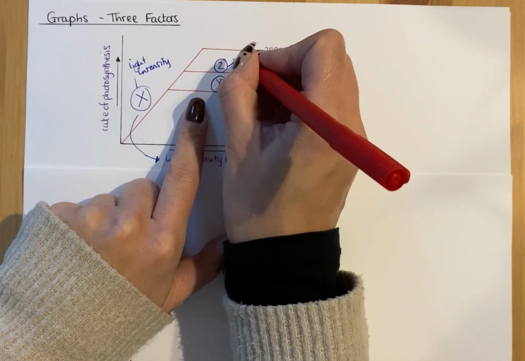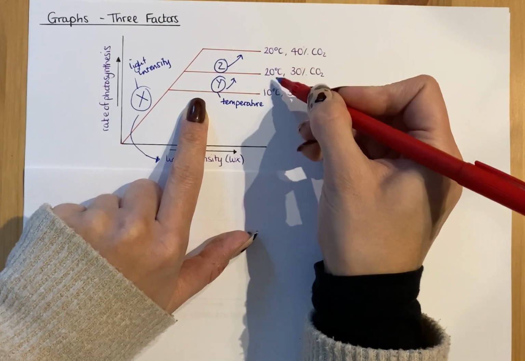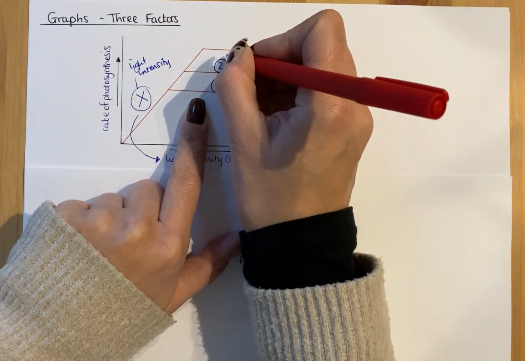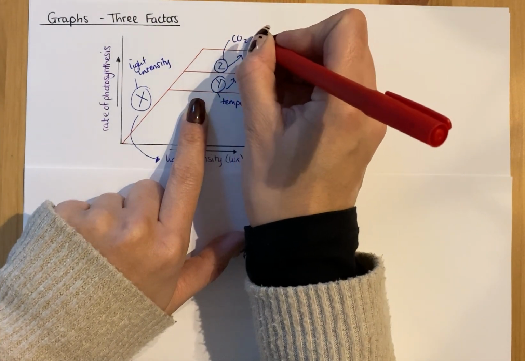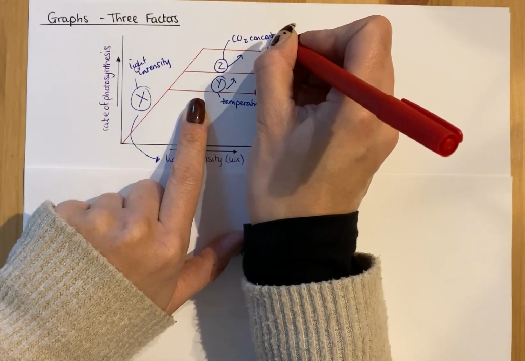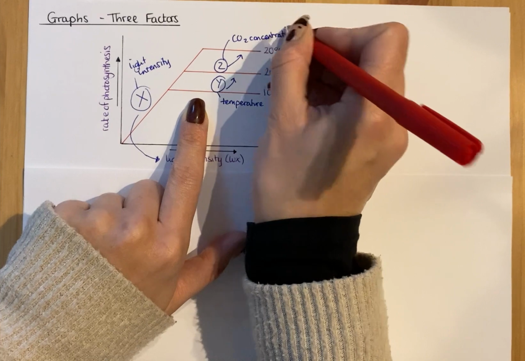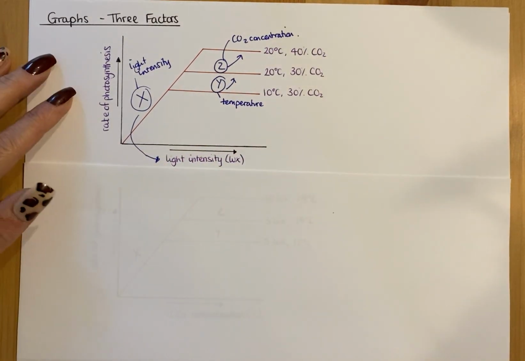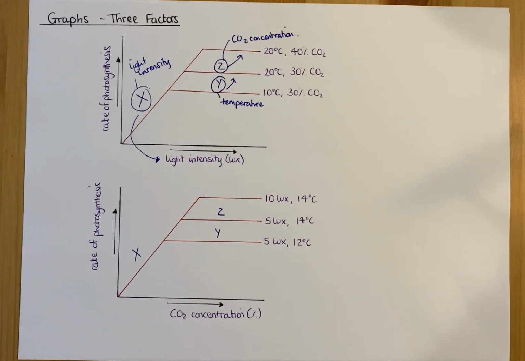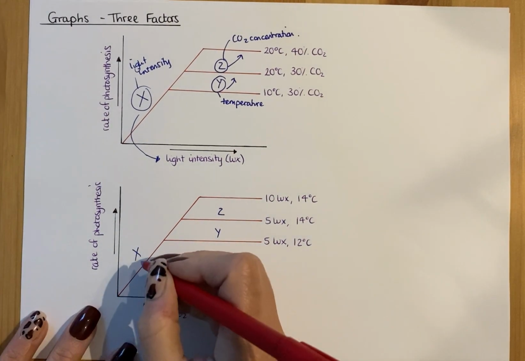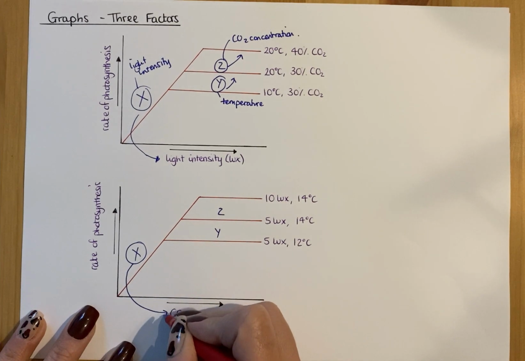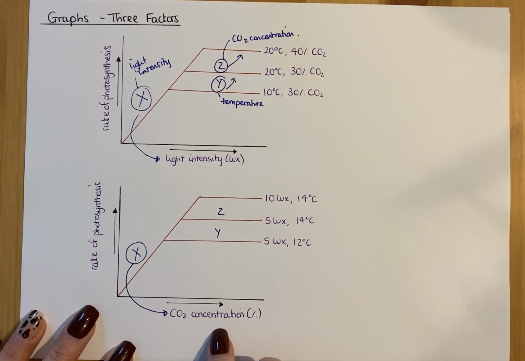Okay, to get Z to move up, you look at what's changed. Temperature hasn't changed. Carbon dioxide concentration has changed. So Z is CO2 concentration. Okay, so you're just looking at the details they've given you in the graph. So as another example here, in the last one that we're going to do, X is again, whatever's on the slope is on the bottom of the graph. So X is CO2 concentration.